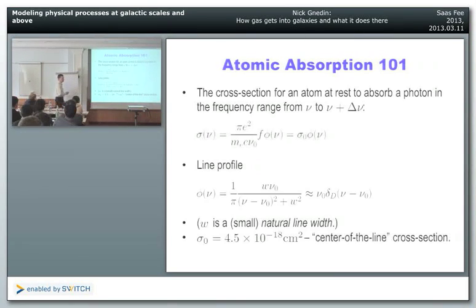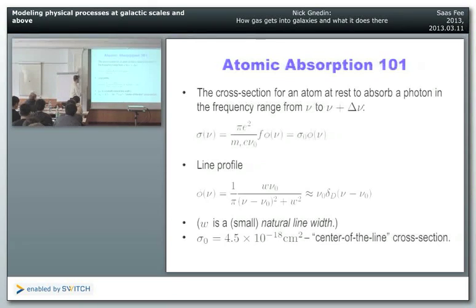If you take an atom at rest, the cross-section for this atom to absorb a photon in the frequency range of nu to nu plus some delta nu depends on the atomic constants and then a factor called the oscillator strength, which depends on the Einstein coefficient. So it's a property of the quantum mechanical system that the atom is.